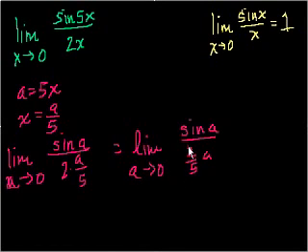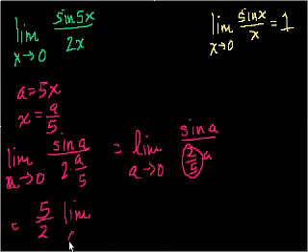Well, we could take this 1 over 2/5, which is in the denominator, out. This is just a constant term, so we could take it out of the limit. And obviously, if we're taking it out of the denominator, it flips, because this is 1 over 2/5, or 5/2. So that equals 5/2 times the limit as a approaches 0 of sine of a over a.